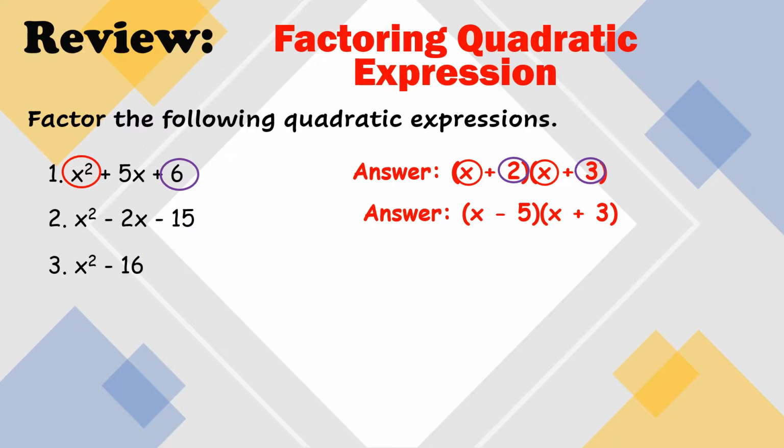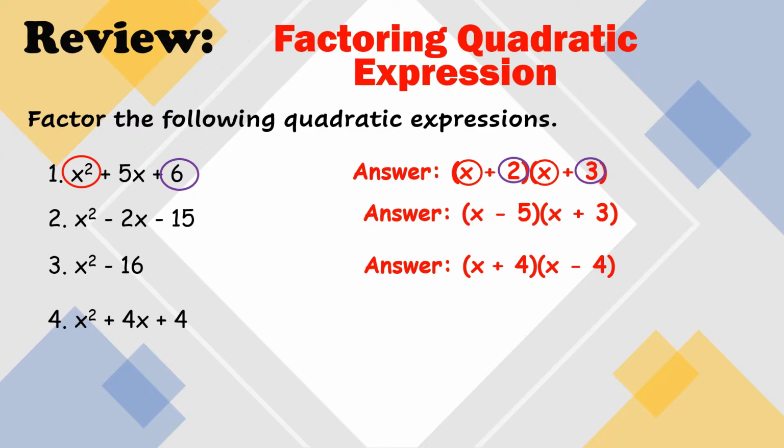Now let's have x squared minus 16. This example is actually a difference of two squares, and when you factor a difference of two squares, you will have the product of the sum and difference of binomials. To get the factors, you simply get the square root of the first term, then the square root of the second term, which gives us x and 4. We get the sum and difference, so we will have x plus 4 and x minus 4.